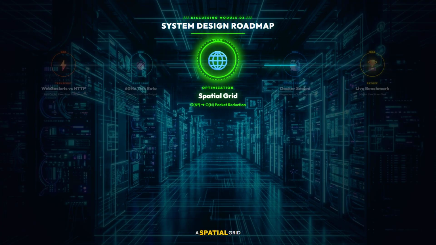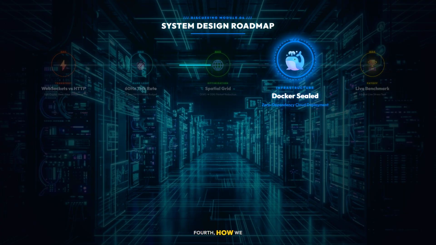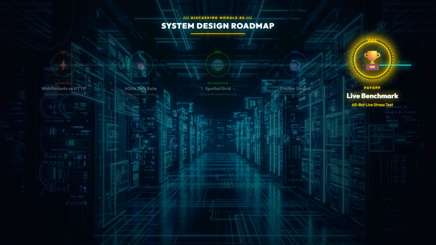Third, how spatial grid positioning solves the O(n) squared network bottleneck when dozens of players move in the same area. Fourth, how we package everything into Docker so it deploys seamlessly to any cloud server. And finally, we'll run a live benchmark spawning 60 simulated player bots moving simultaneously to watch our server handle the load live on screen. Let's dive in.